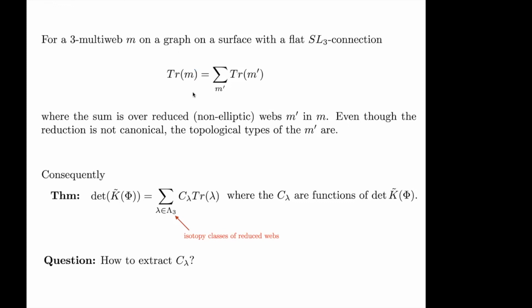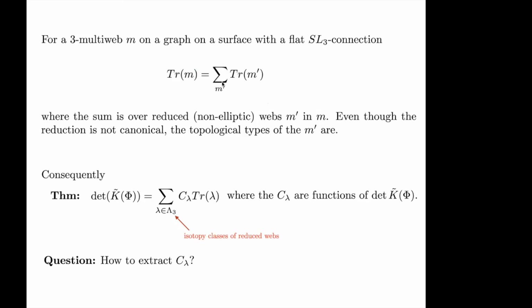Unfortunately, unlike in the SL2 case, even though you can reduce any web to a linear combination of non-elliptic webs, there's no obvious canonical way to do it. That is, if you do things in a different order, you'll arrive at a different linear combination of webs, which feels problematic.